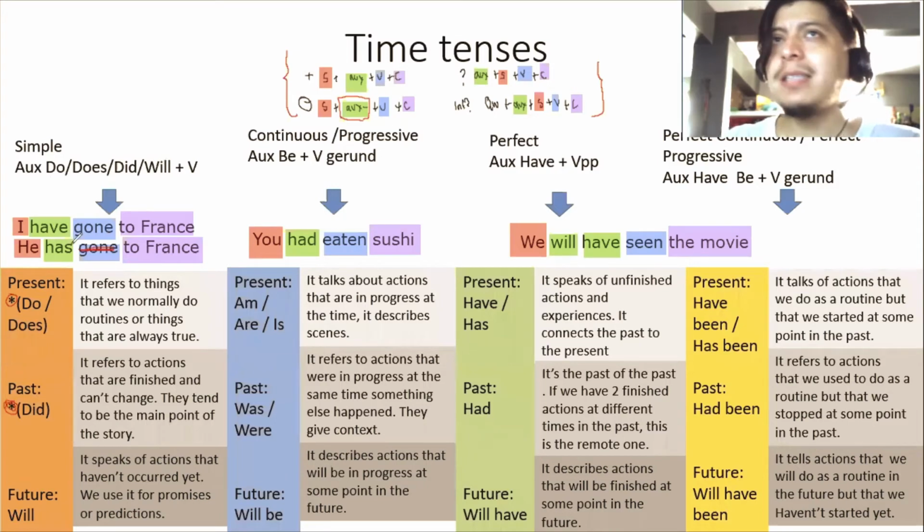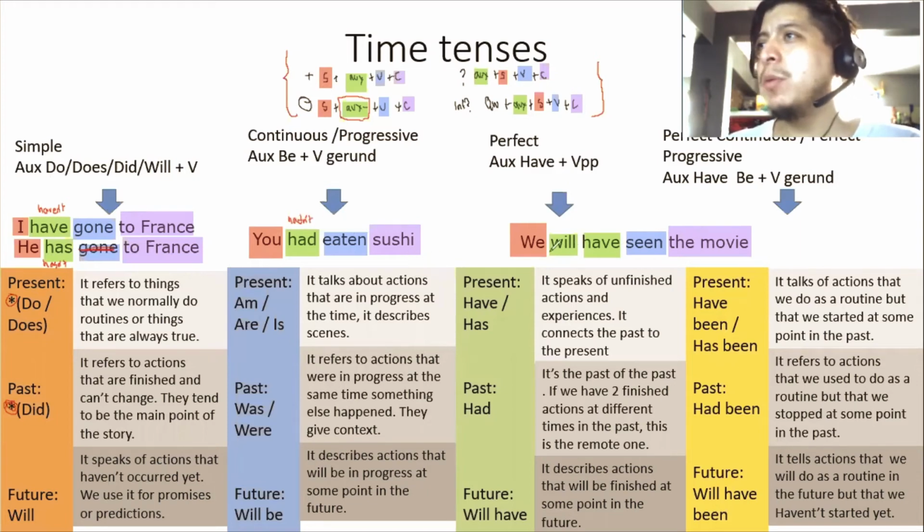The auxiliary takes the negative. So I have gone to France. I haven't gone to France. He has gone to France. He hasn't gone to France. You had eaten sushi. You hadn't eaten sushi.